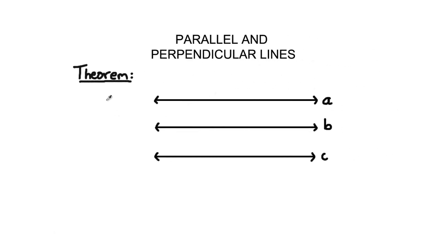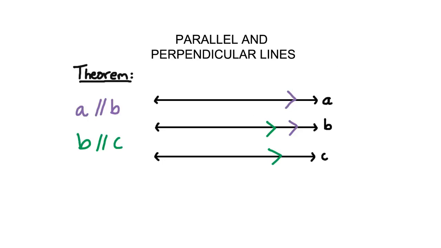Hi everyone, let's start by looking at a theorem about parallel lines. Let's say that line A is parallel to line B as indicated, so we can write it like this: A is parallel to B. And if you have line B, that same line B is also parallel to line C, so we can write that as B parallel to C.